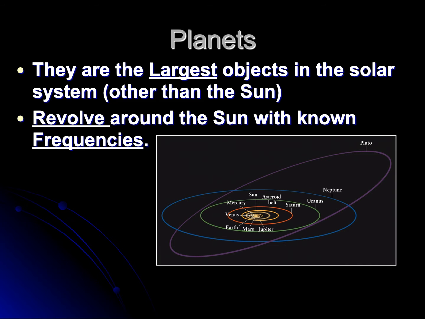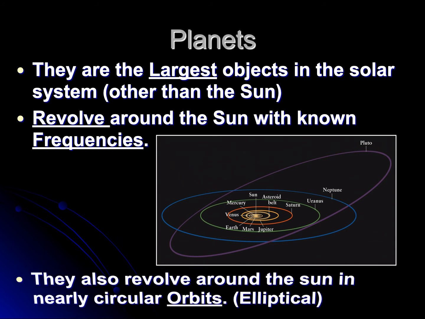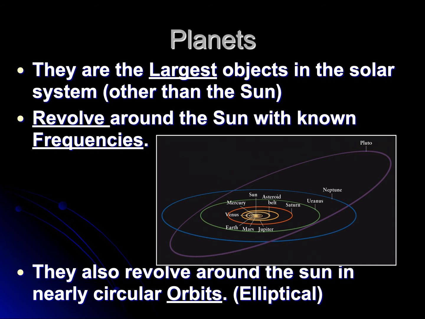Just like us, we go around the sun in 365 and a quarter days. Each planet has a different revolution period, but they are known. That's why it's a frequency. And they also revolve around the sun in near circular orbits. It's called an elliptical orbit. They are nearly circular, but they're not quite perfectly circular.